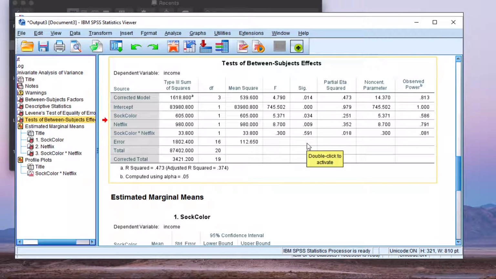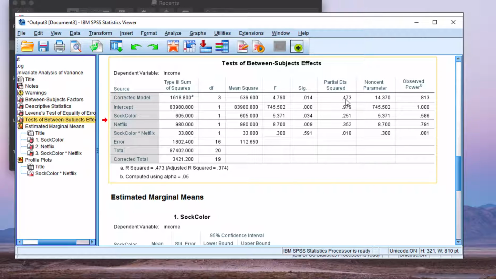And we see here that the p-value in our corrected model, which is what we're going to interpret right now, is 0.014, which is less than our alpha and therefore significant. Our partial eta squared is going to give us our effect size, and if we base that on the Cohen guidelines, I believe that is a moderate effect.